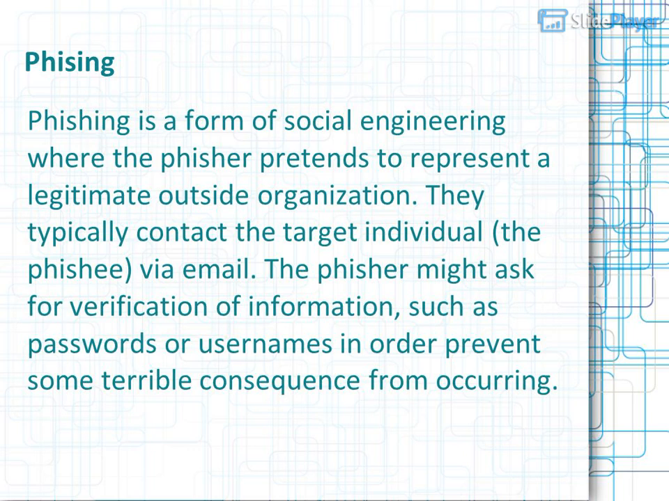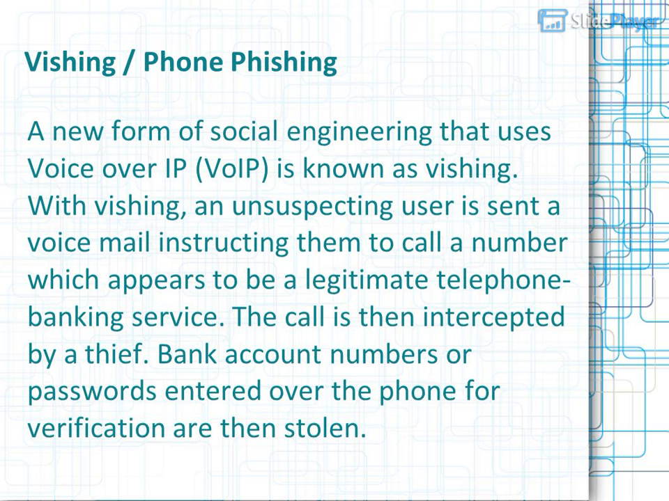Phishing. Phishing is a form of social engineering where the phisher pretends to represent a legitimate outside organization. They typically contact the target individual, the phishee, via email. The phisher might ask for verification of information, such as passwords or usernames, in order to prevent some terrible consequence from occurring.